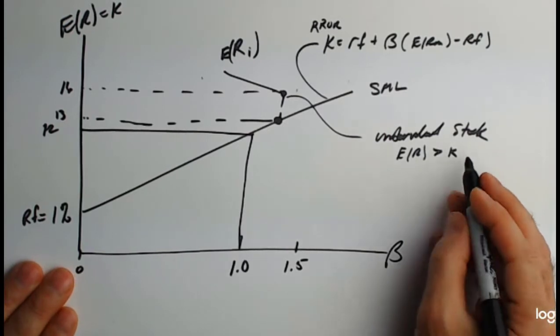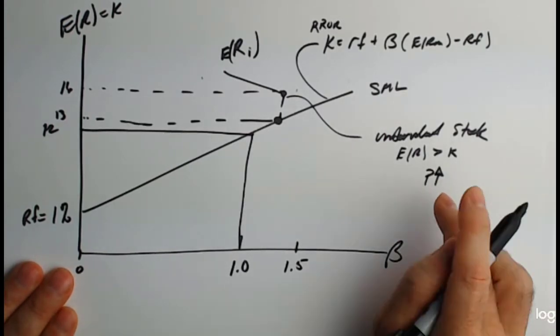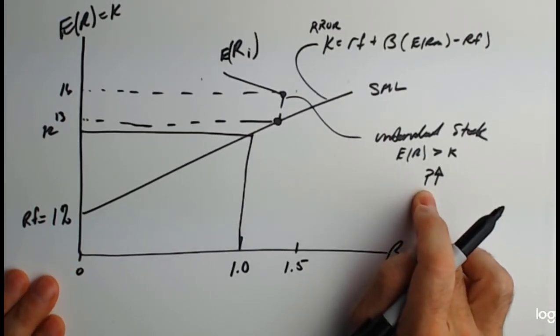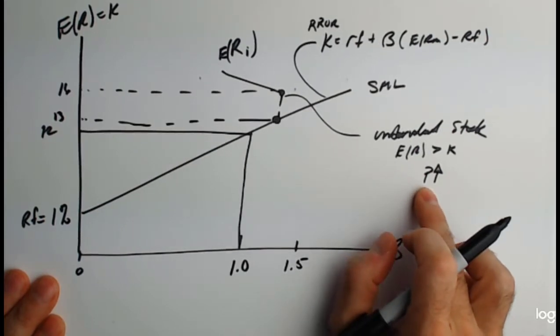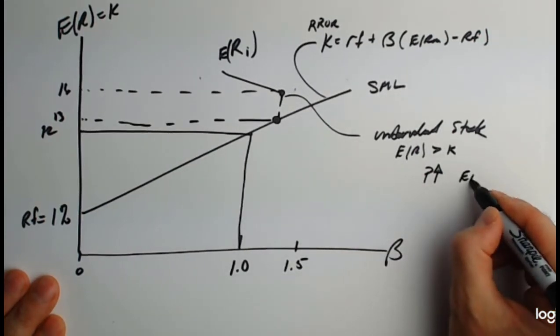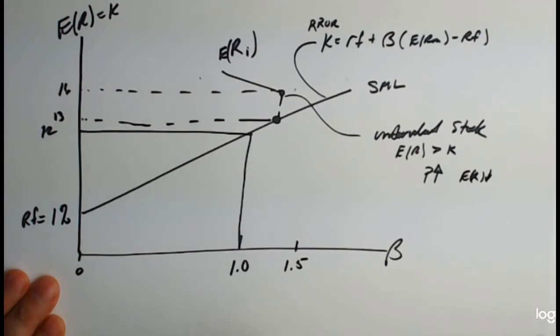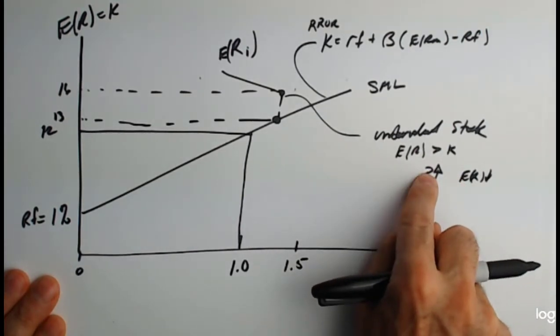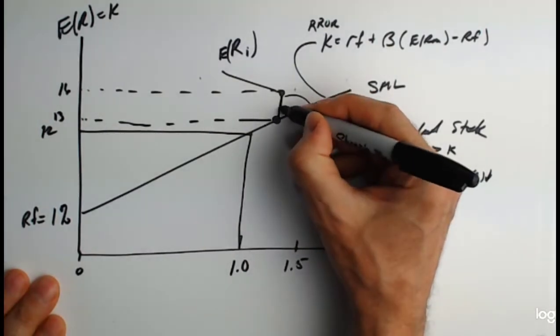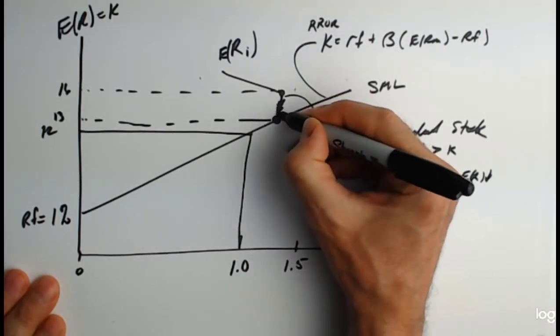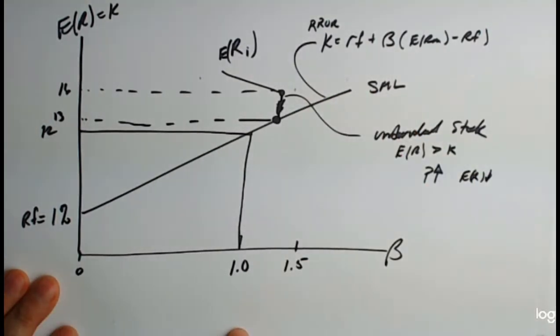So what do people do with cheap stocks? They buy them, push up the price, and whoever buys them now, once the price is up, the expected return comes down. So you know there's an inverse relationship between stock prices and returns. So the price goes up, the return goes down. Well, when your return goes down, you move down to this line.